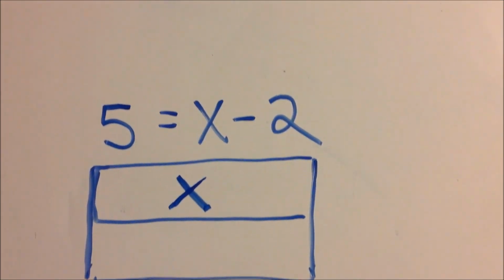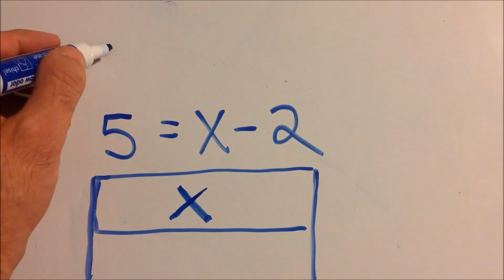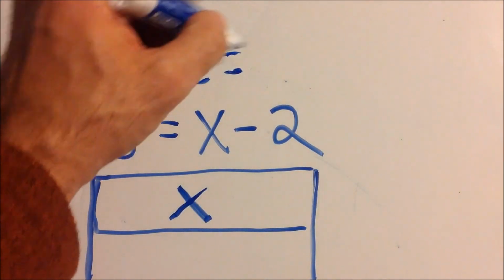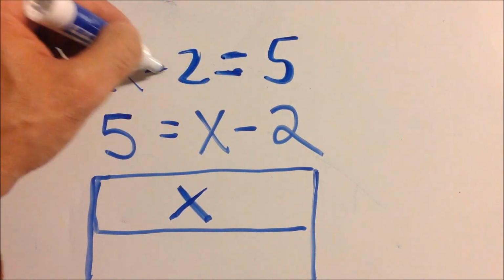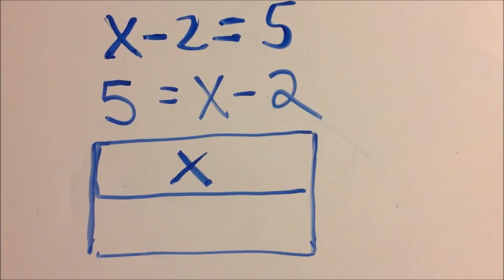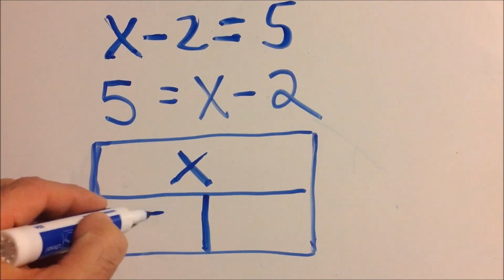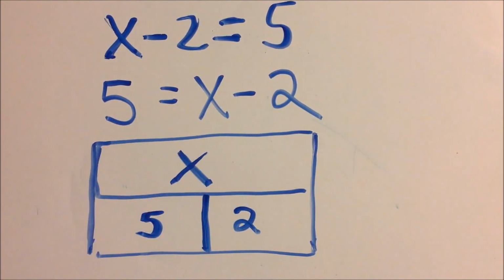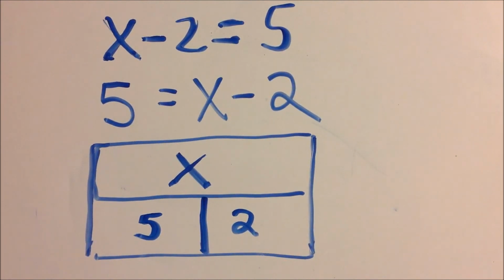Also, if you didn't like it this way, x minus 2 equals 5 is the same way. Remember, you can always change it if you want it that way. Same thing, x is the whole amount. And we have 5 and we have 2. And 5 plus 2 is 7. So we just modeled subtraction. So that's modeling equations.